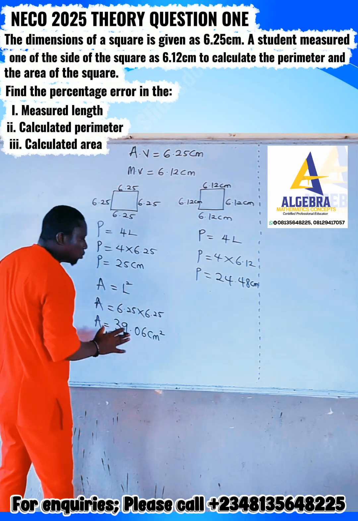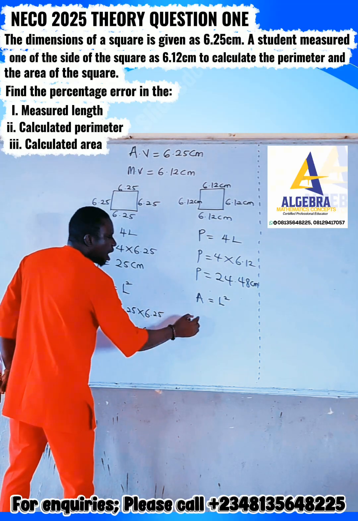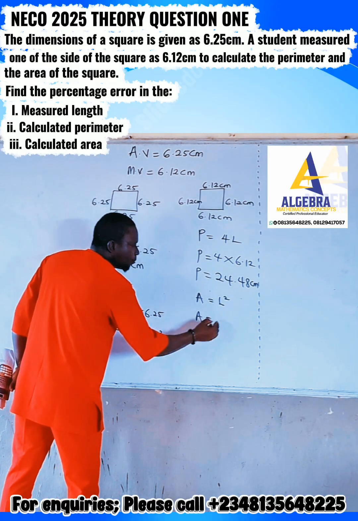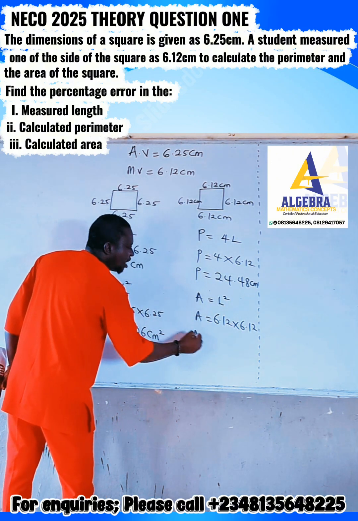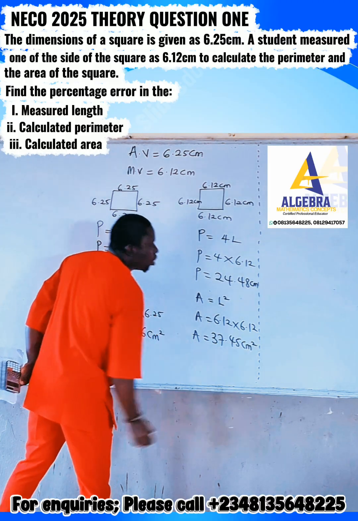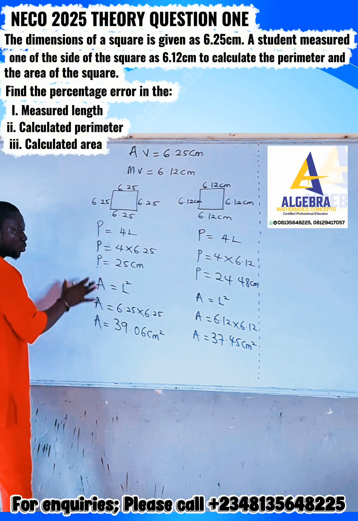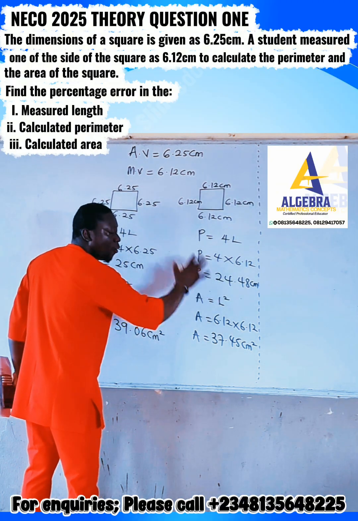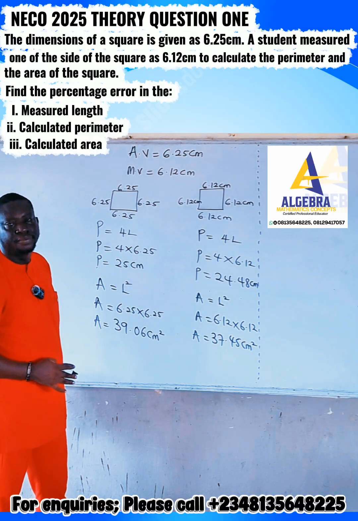Now for the measured, I have area equals L raised to power 2, that is 6.12 times 6.12. So I have area equal to 37.45 centimeter square. Now, this is the perimeter of the actual. This is the area of the actual. While this is the perimeter of the measured value, and this is the area of the measured value.